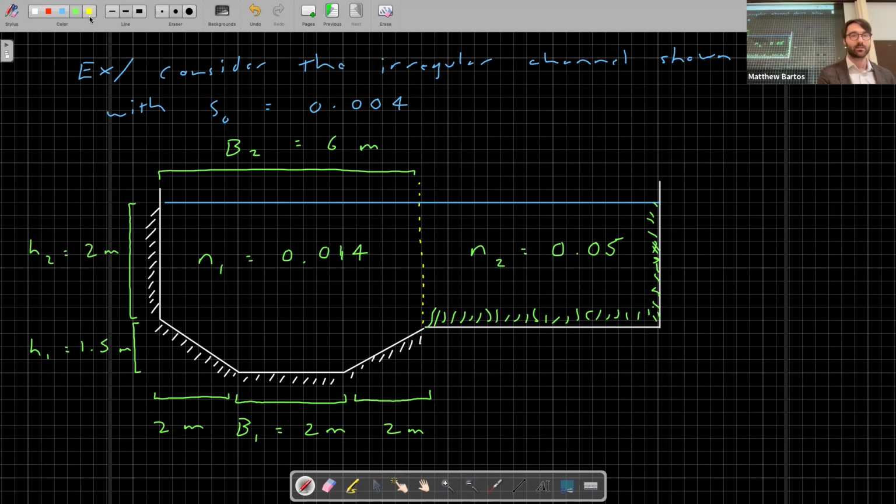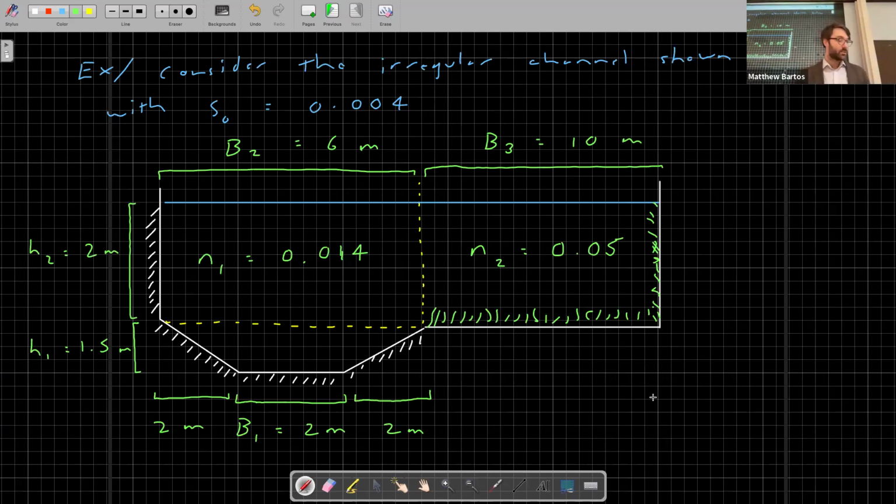So I'm talking about this height here from the top of the trapezoid to the water line. For the right side of the channel, this width here is going to be B3 equal to 10 meters. That should be all the dimensions that we need.